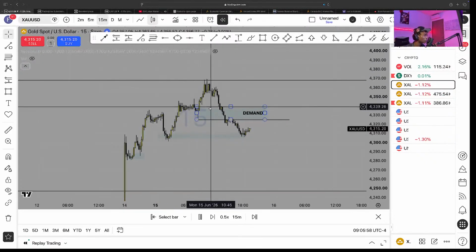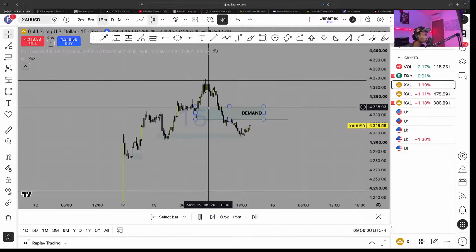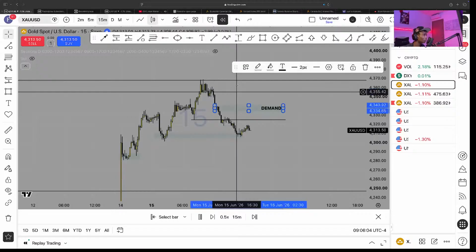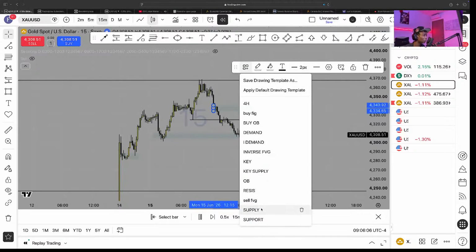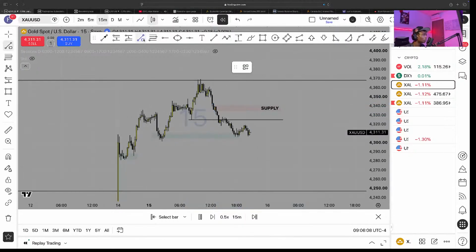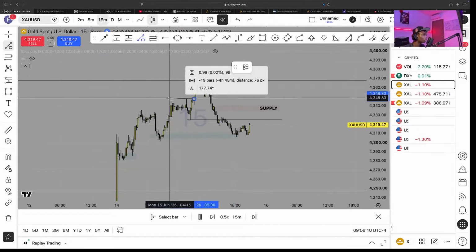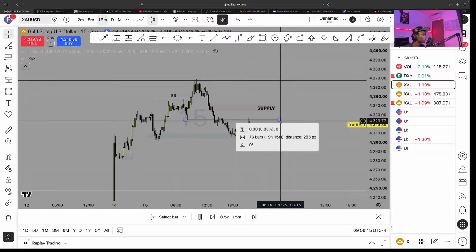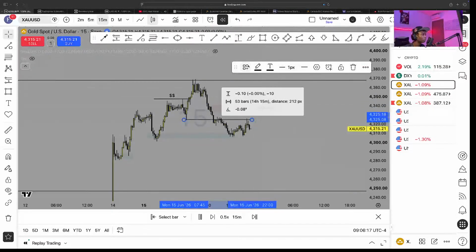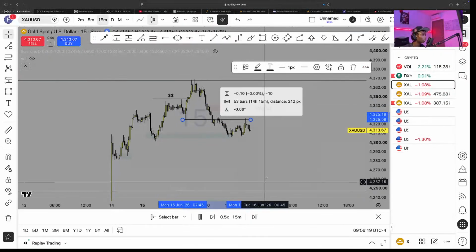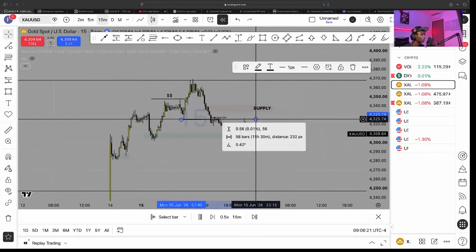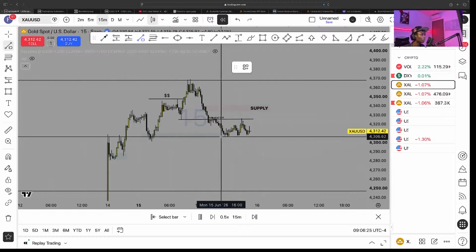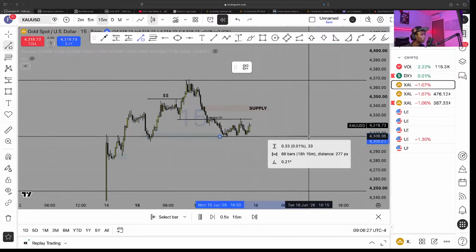You guys can see this demand has been taken out. So now we have this supply here. I'm just gonna change that to a supply, and this is my liquidity, and this place is my partial CH. So if I have another break of structure here, I'm gonna confirm this sell.